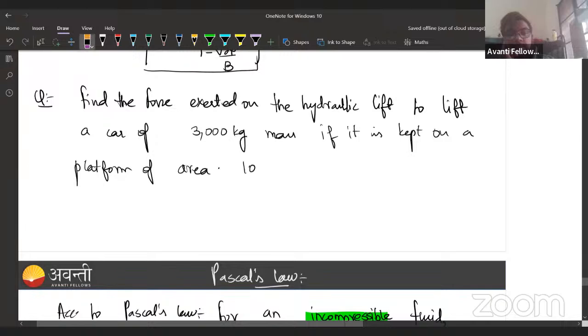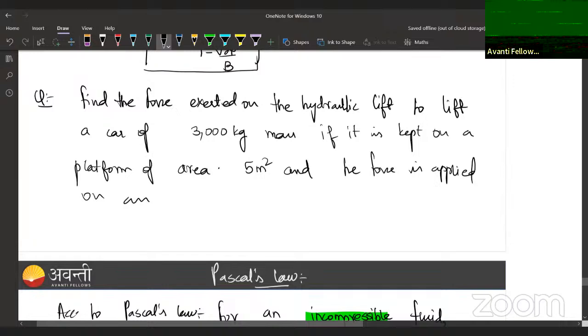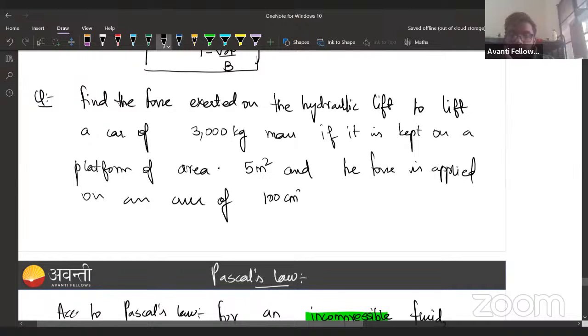5 meters square, and the force is applied on an area of 100 centimeters square. Solve this. I'm giving you 2 minutes to solve this question. Go ahead and solve this question. Solve this question, guys. 2 minutes.